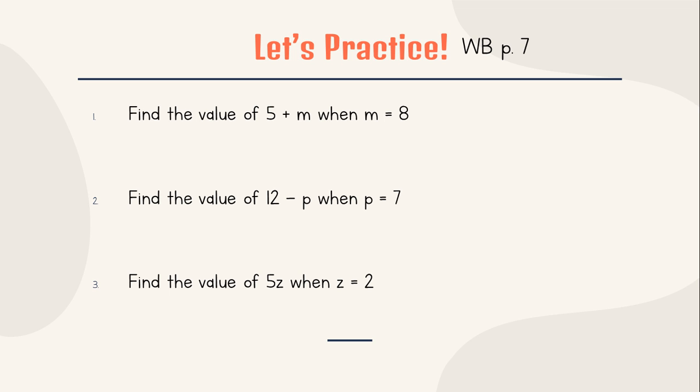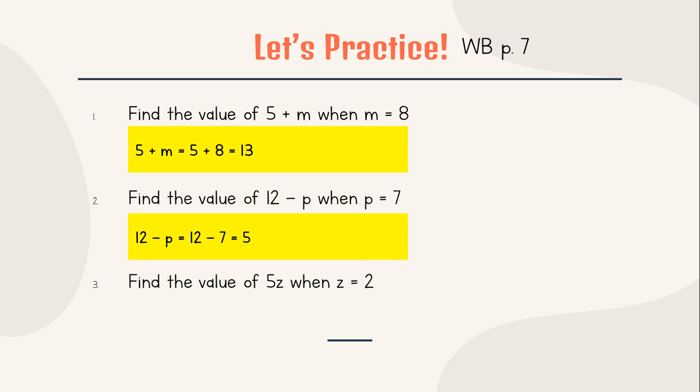Find the value of 5 plus m when m equals 8. Number 2. Find the value of 12 minus p when p equals 7. Number 3. Find the value of 5z when z equals 2. We're going to evaluate these expressions. Don't forget, we have the condition, okay? Find the value of 5 plus m when m equals 8. So that's it. 5 plus m. M is 8. So 5 plus m is 5 plus 8 equals 13.